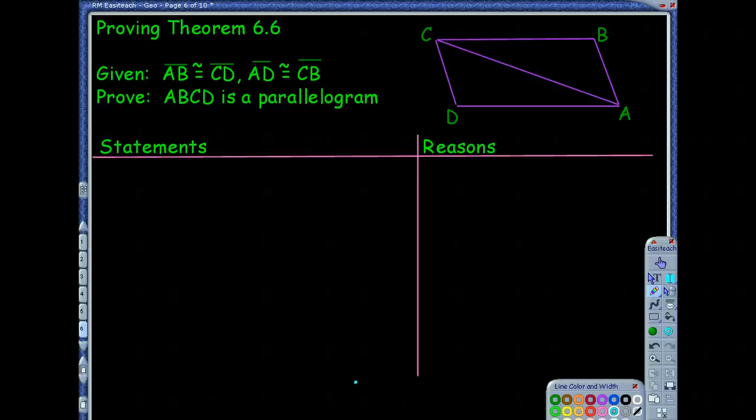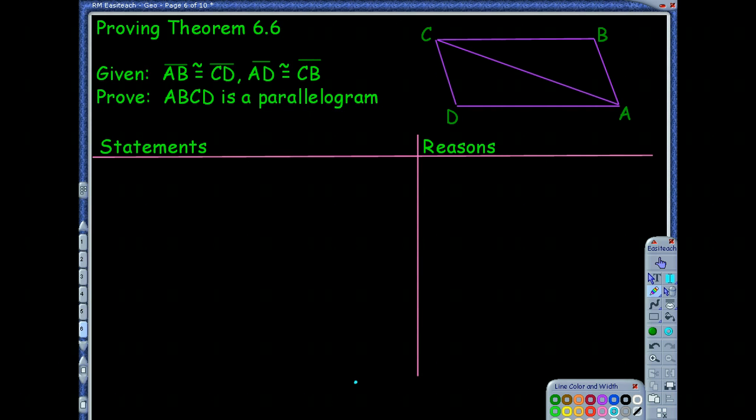So let's try some examples with these new theorems. Now notice this first example says we are actually proving a theorem. Okay, so we've done this before. When we prove a theorem, what do we got to remember? We can't use that theorem as a reason. So we're going to have to use other ideas.